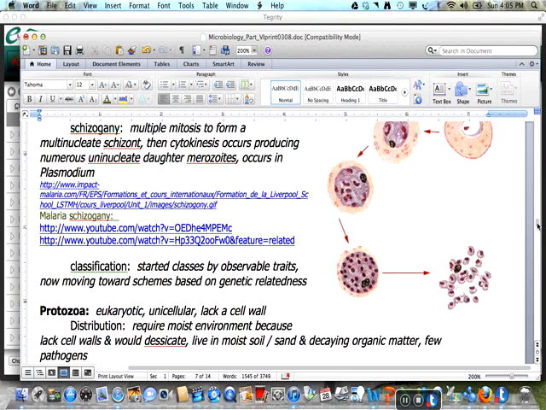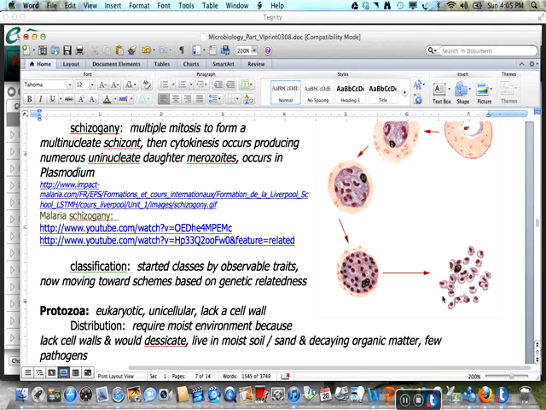With schizogony, we have multiple mitosis to form a multinucleate schizont. The cytokinesis occurs producing numerous uninucleate daughter merozoites. This occurs in the plasmodium. So you can see in this picture the schizogony in there. We also have a couple of videos of malaria schizogony occurring.